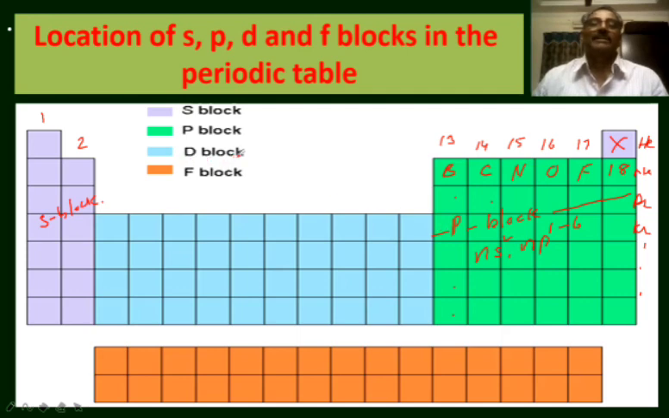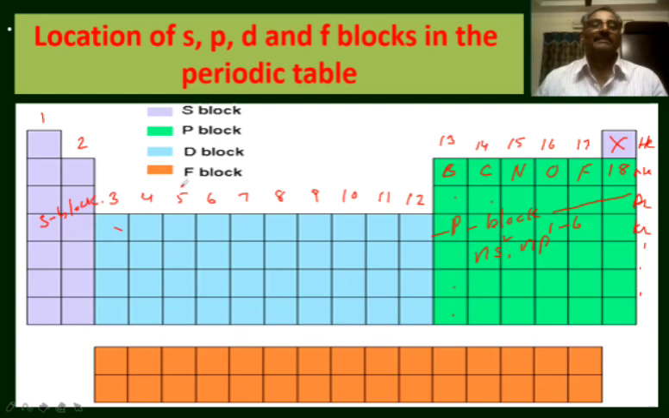The d block elements lie in between the s block elements and p block elements. The d block elements are present in 10 groups in between s block elements and p block elements. They occupy the groups from 3rd to 12th. The elements in the 3rd group, 4th group, 5th group, 6th group, 7th group, 8th group, 9th group, 10th, 11th, and 12th group are said to be the d block elements.